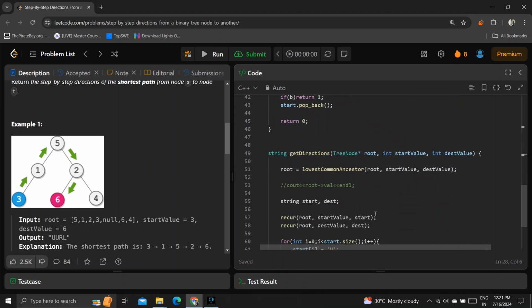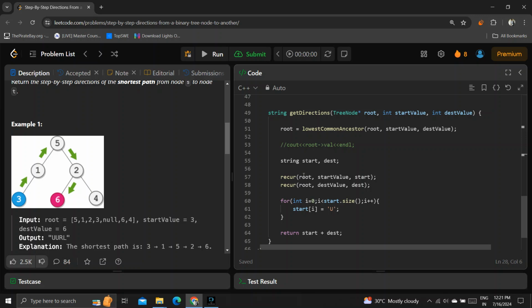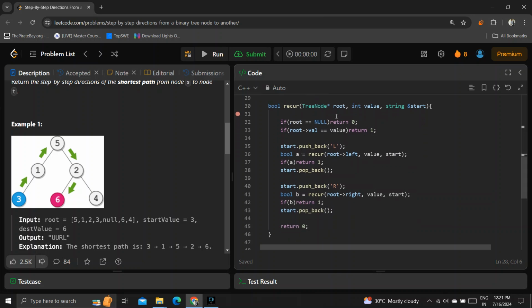Okay. So now we will make two strings, a start string and a destination string, right? First, I will find the path from the root value. Suppose the LCA is 5 in this example. I will send a start value, which is 3, and the start string, which is currently empty. Now I will come to the recursive function. If root is equal to null, our root is 5, it is not equal to null, so we do not return 0. If root value is equal to value, 5 is equal to 3, no.